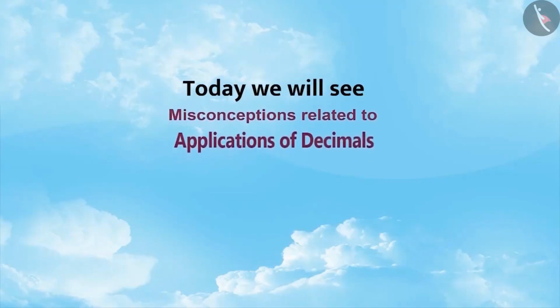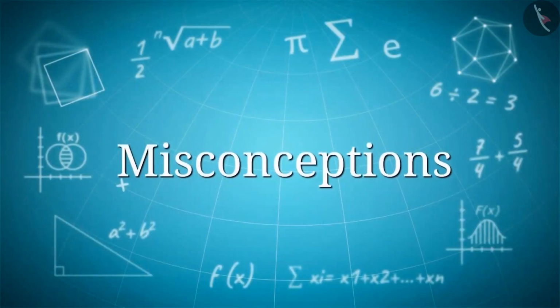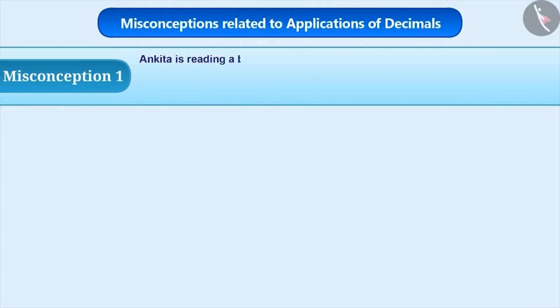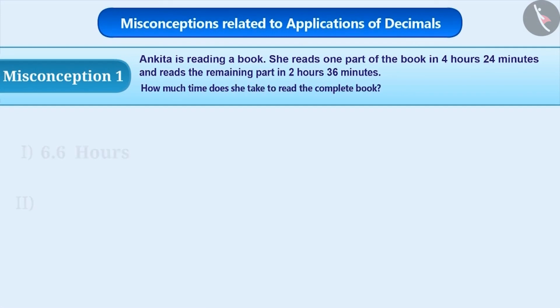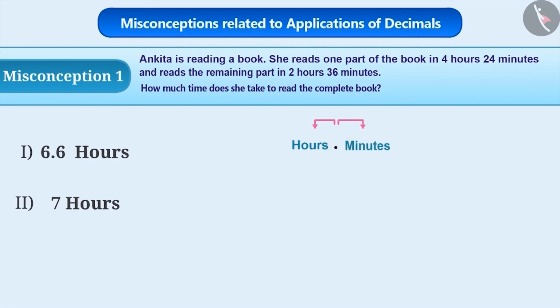Today, we will look at misconceptions related to application of decimals. Misconception 1. Ankita is reading a book. She reads one part of the book in 4 hours and 24 minutes and reads the remaining part in 2 hours and 36 minutes. How much time did she take to read the complete book? Sometimes, while representing the time in decimal numbers, hours are written before the decimal point and minutes are written after the decimal point.